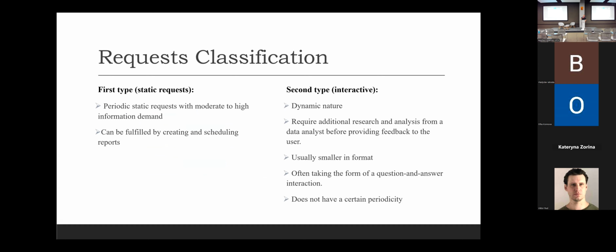Second type of the request is the dynamic one. To answer such a request, you usually need to do additional research and analysis, involving different teams, including data analysts. Usually such requests have a smaller format and often take the form of a question and answer interaction. And they do not have a certain periodicity.